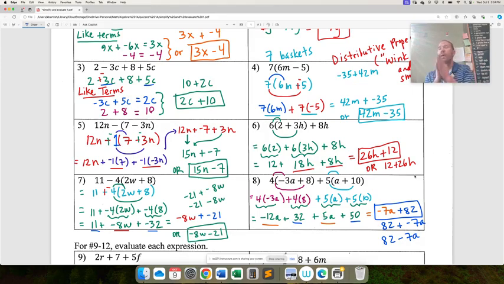So there we go. There's section 1 through 8. I know it can be difficult, it can be challenging, but practice, practice, practice.